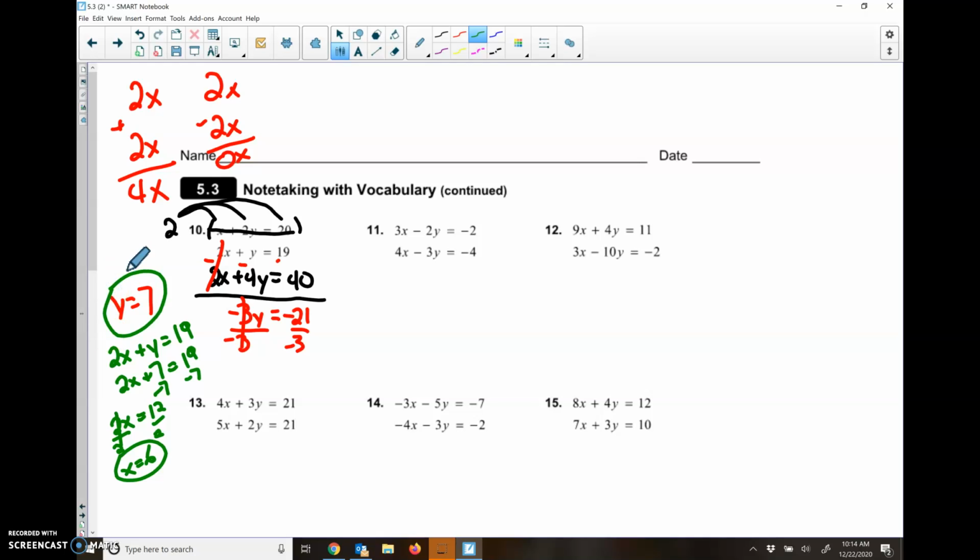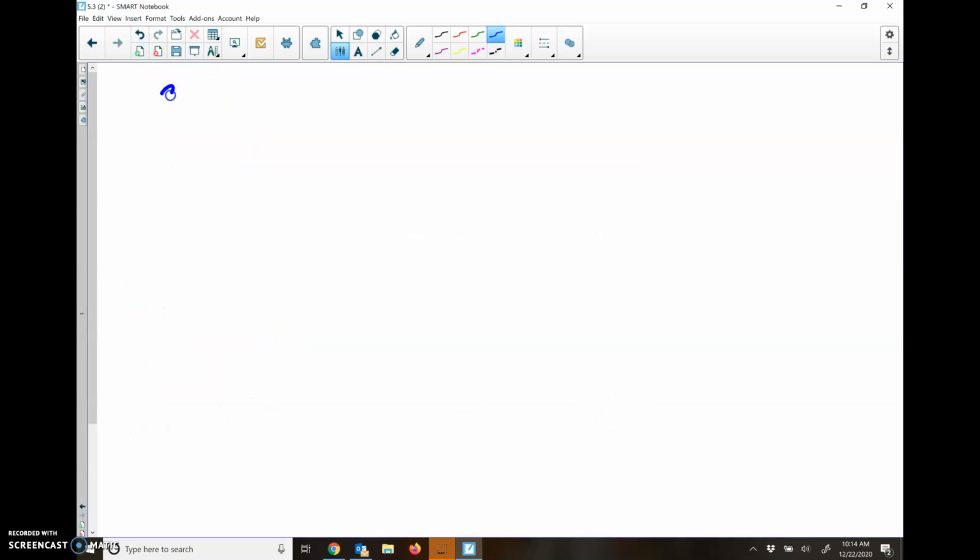Okay. Sometimes, if we look ahead at number 11 here, there's no way for me to multiply 3 to look like 4 or 2 to look like 3. So when you have a problem like this, as hard as it'll get here, you have to end up multiplying both equations, okay? So I'm going to rewrite this on another sheet because this might take up some room here. So I got 3x minus 2y, so this is still number 10. And then I got 4x minus 3y equals negative 4.